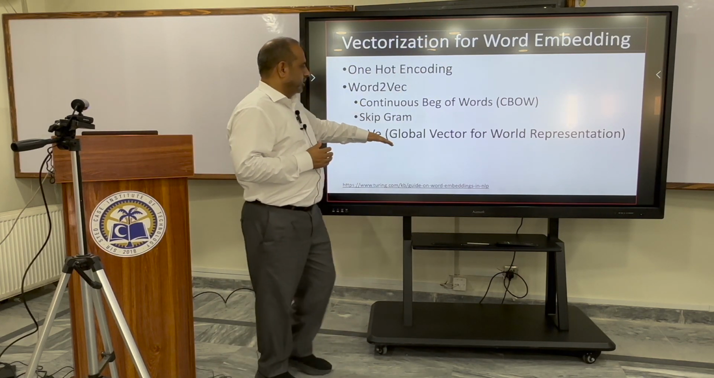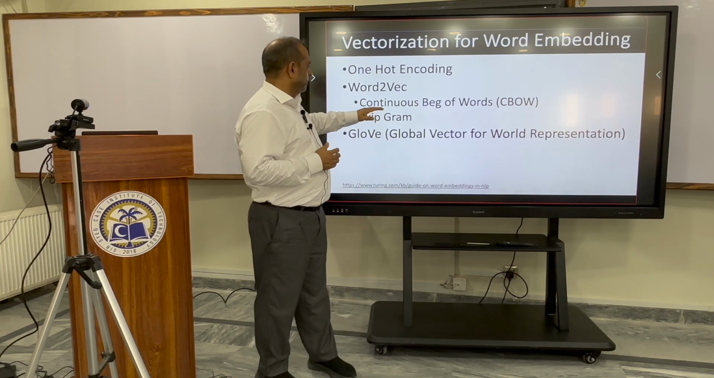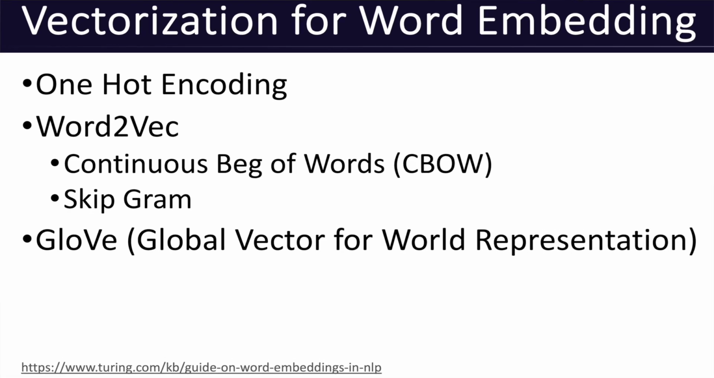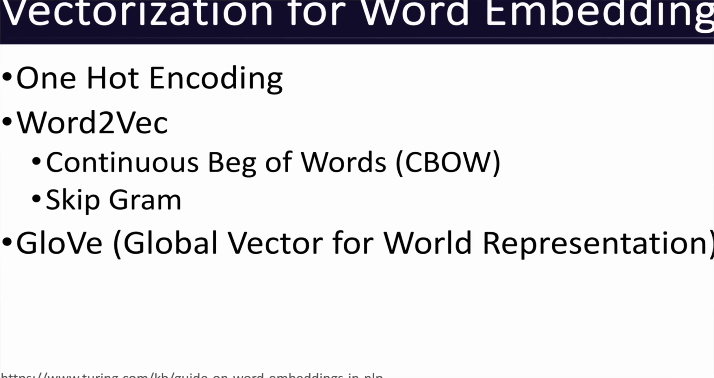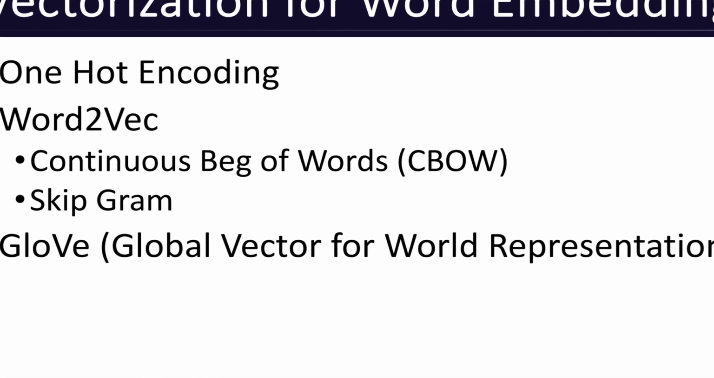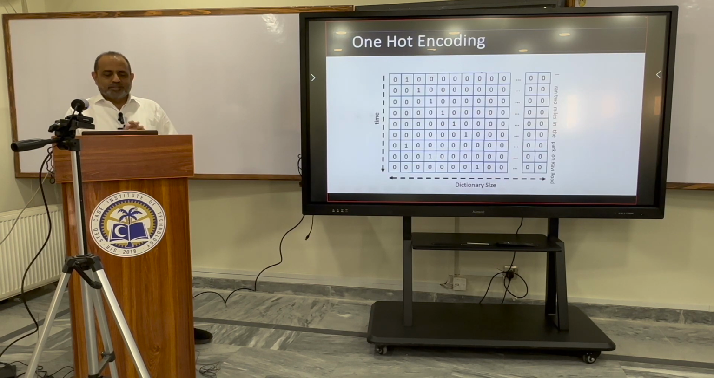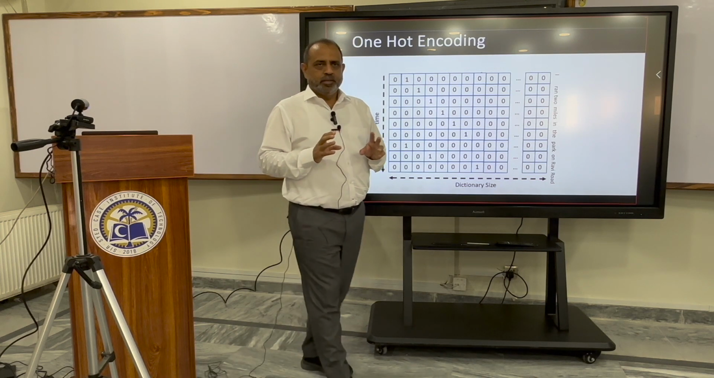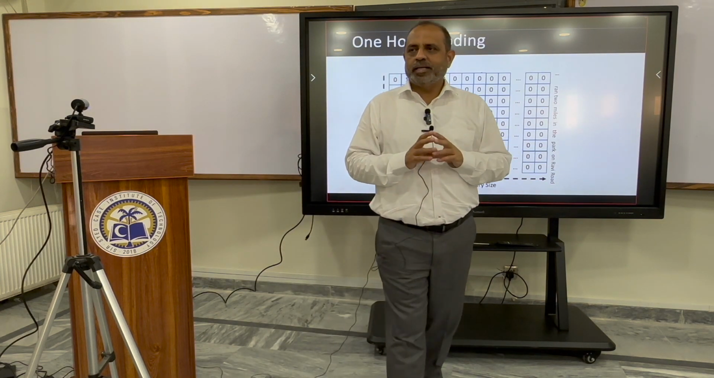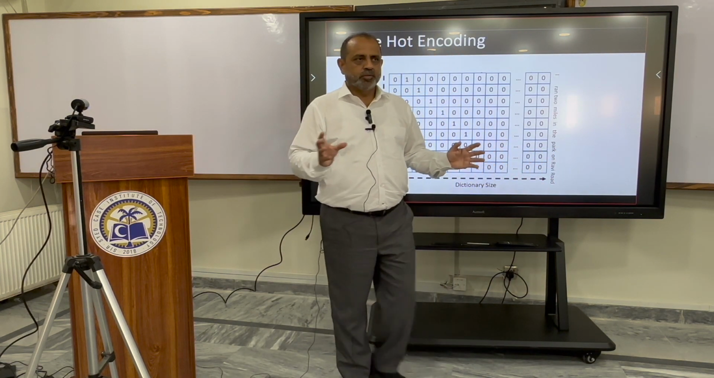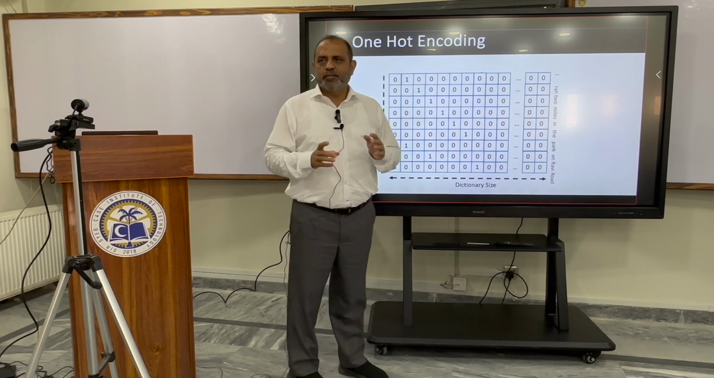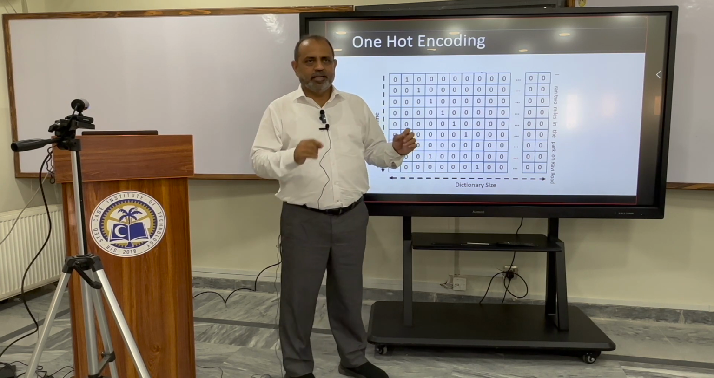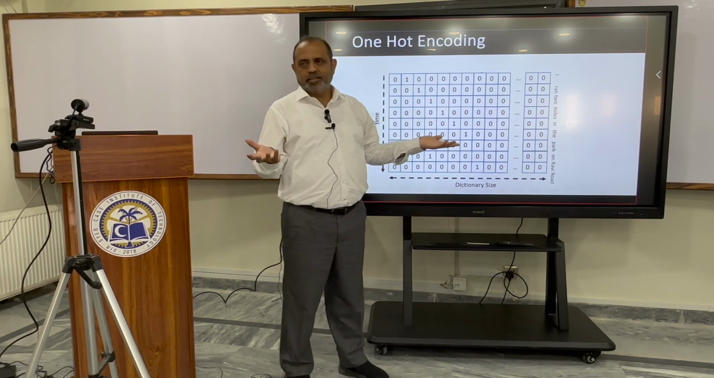Then GloVe is a Stanford modification of this, which stands for Global Vectors for Word Representation. One-hot encoding is very dumb. Say your dictionary has 10,000 words. For every word you have a vector which has 10,000 elements, and one-hot means that every word has a place, because there are only 10,000 words.